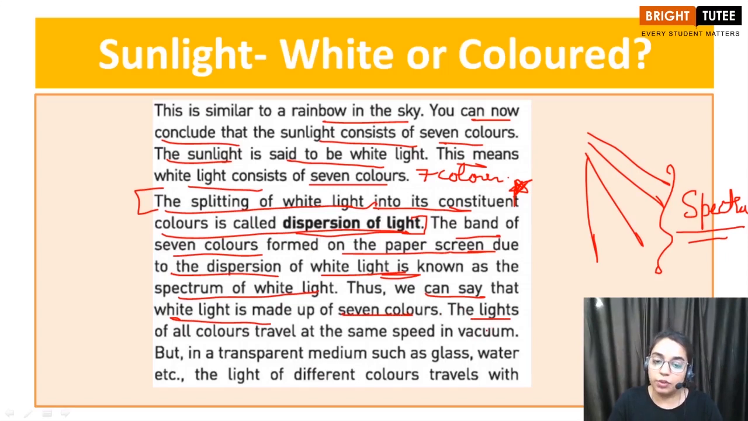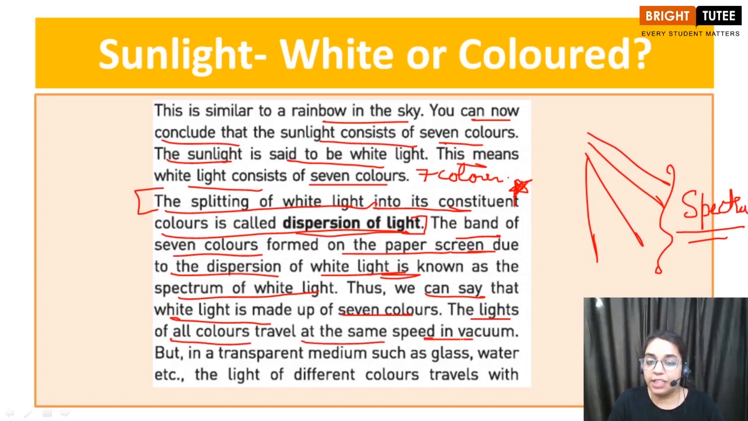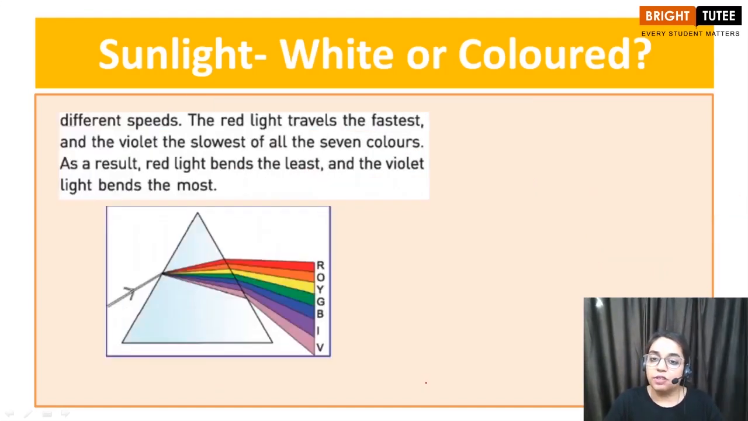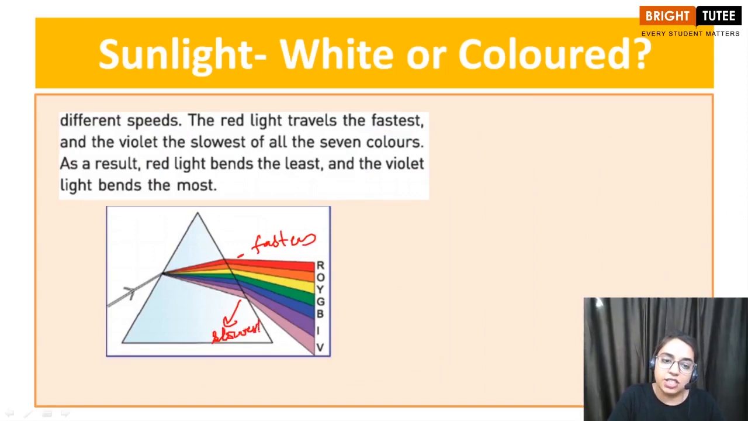And now we are going to discuss the speeds of these components. Okay. The light of all the colors travels at the same speed in vacuum. In vacuum, the speed of all of the components is the same. But in a transparent medium such as glass or water, the light of different colors travels with different speeds. And children, the red color travels the fastest, whereas the violet color travels the slowest. And this is the reason you can observe that violet is at the bottom and red is the topmost color.